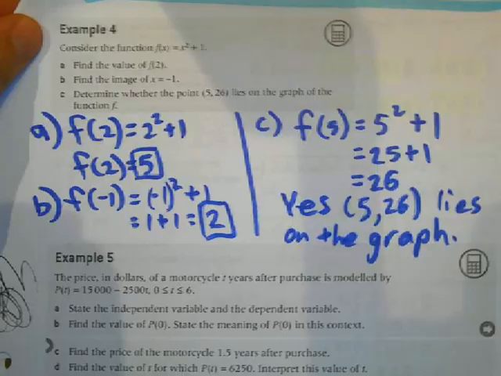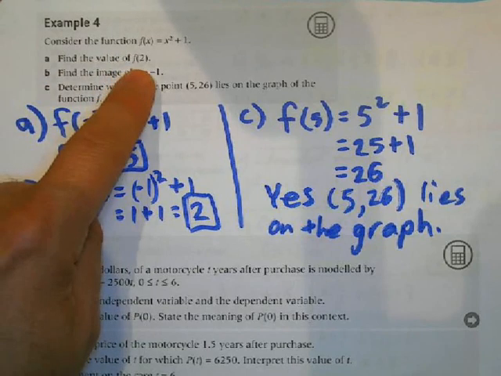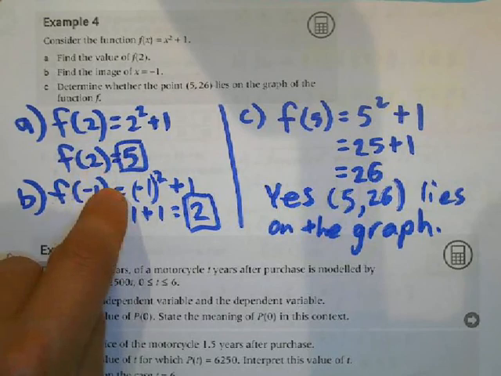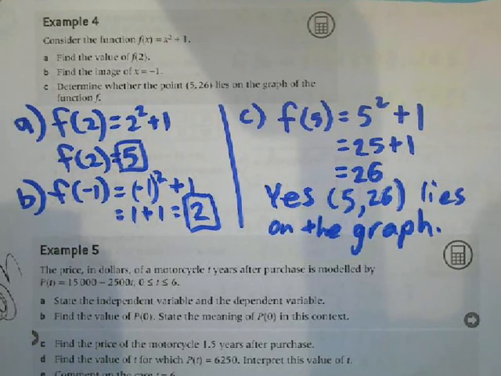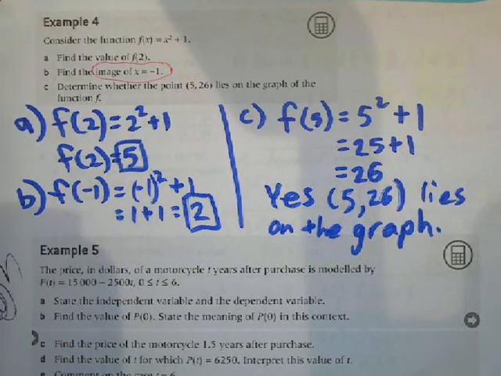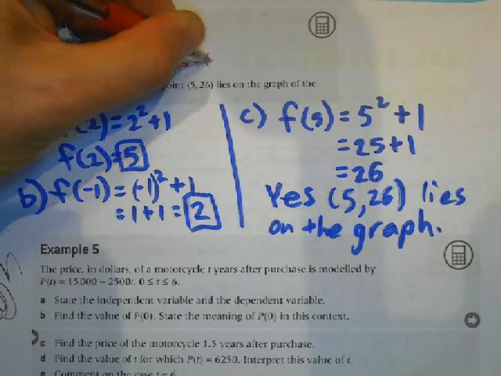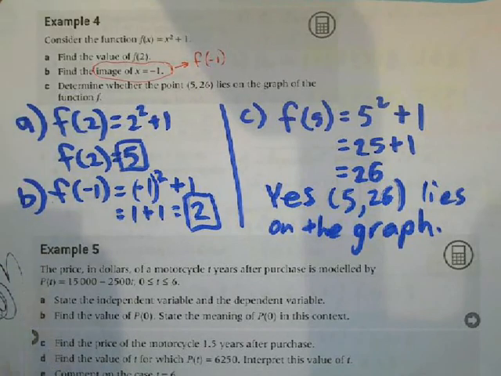Okay, so consider this function, find the value when f of 2. So basically plug in 2 in the equation. Now when it says find the image of this, this textbook is basically saying we want you to find f of negative 1. I don't know why they use the words image of, but this is what they wanted you to do.